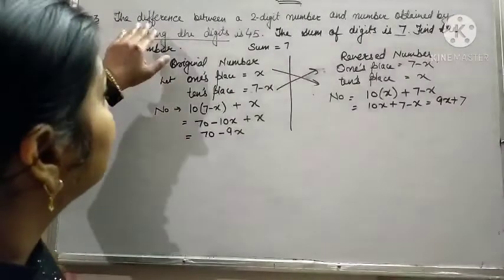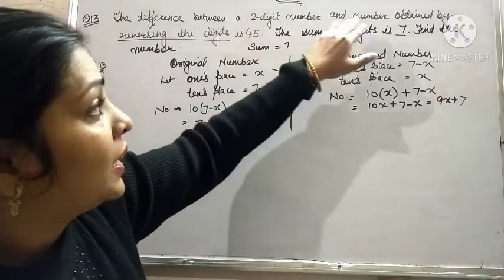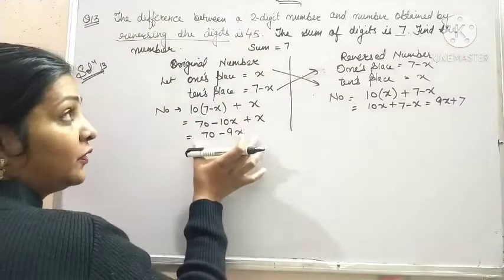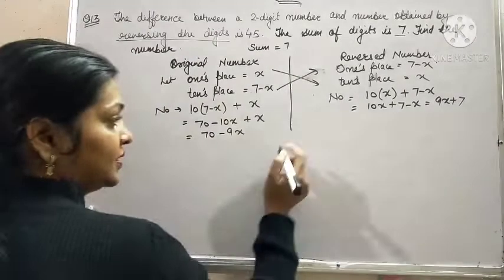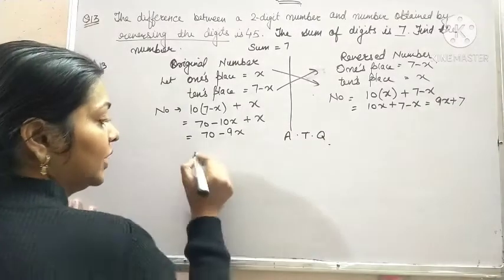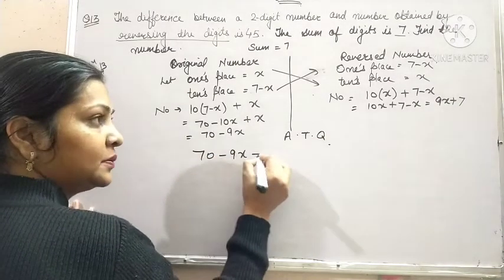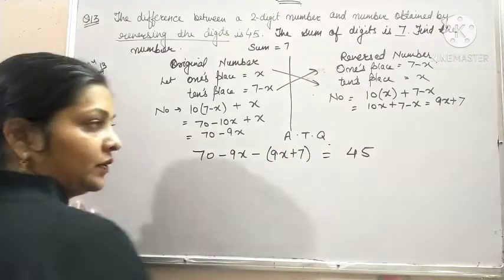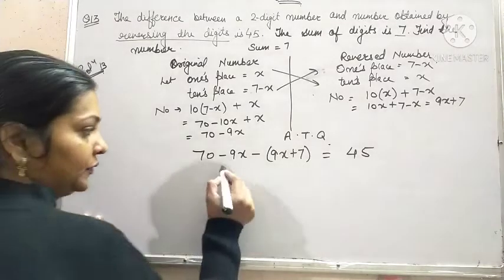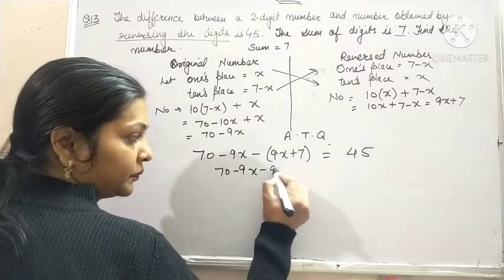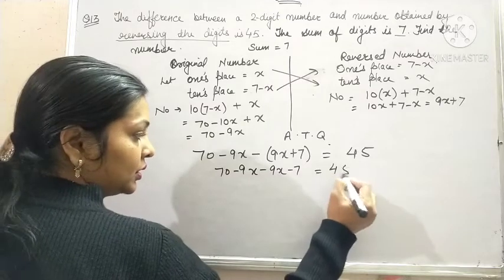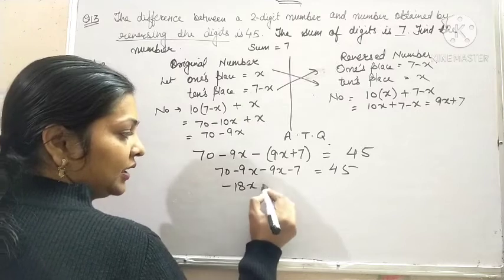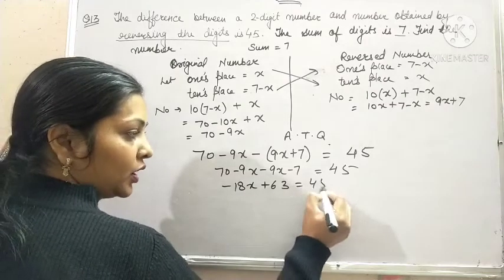Now what is given? The difference between a two-digit number and the number obtained by reversing the digits. That means the difference between the original number and the reverse number. Now according to the question, it is given that 70 minus 9x minus 9x plus 7 is equal to 45. Now let us find out. This will be 70 minus 7, 63. Minus 18x plus 63 is equal to 45.